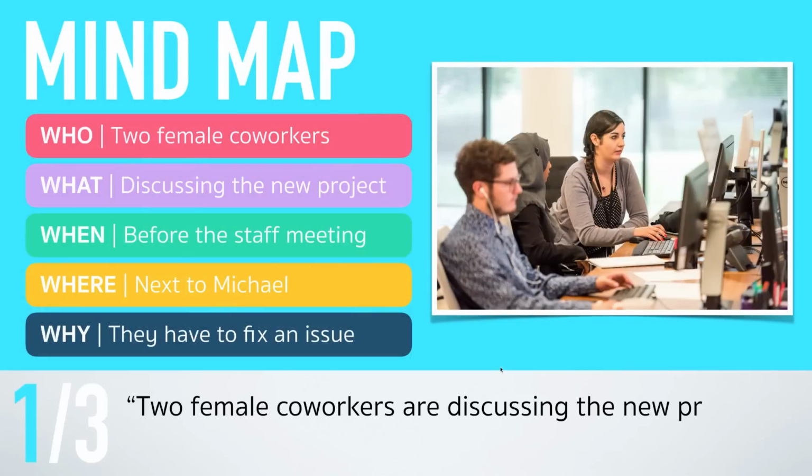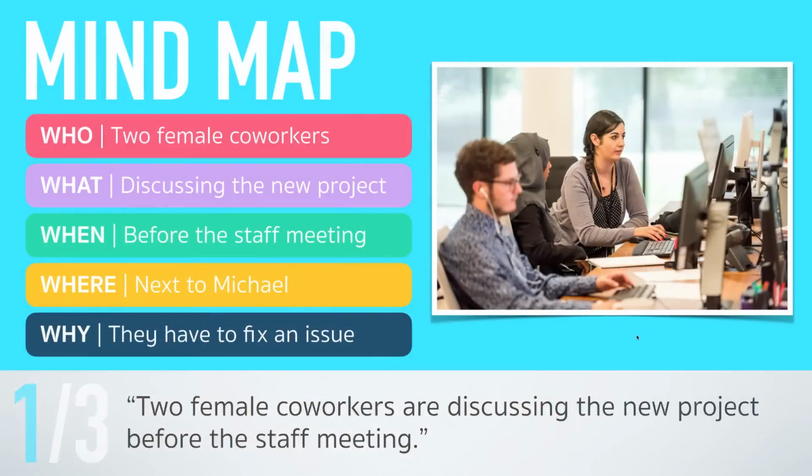So the think step is done, right? We've thought about what's going on in the image. We have our little chunks of information. Now we need to speak. So let me show you how I combine all the information and I can create multiple sentences. Okay. So again, we have the who, what, when, where, and why. Well, my first sentence could be: 2 female coworkers are discussing the new project before the staff meeting. Oh yeah, that was a good sentence.